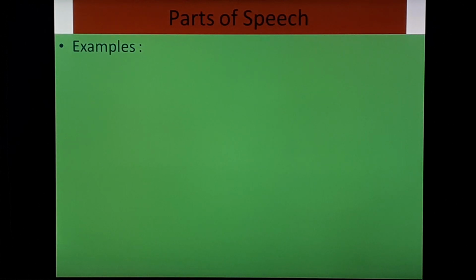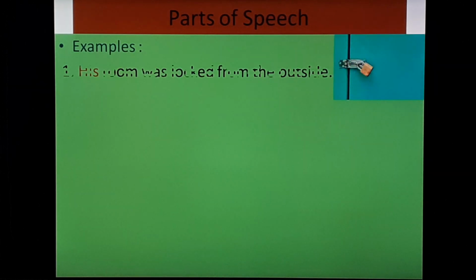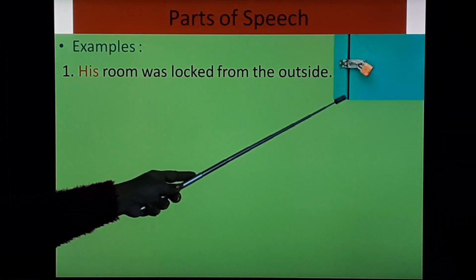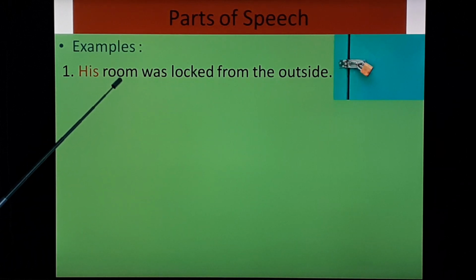Let's see examples. His room was locked from the outside. So here room is the noun, and before the noun, his is used. That is called a possessive adjective. It shows ownership or possession.